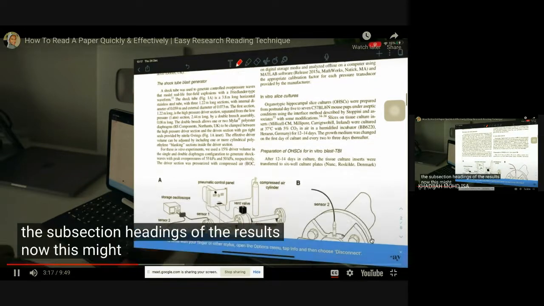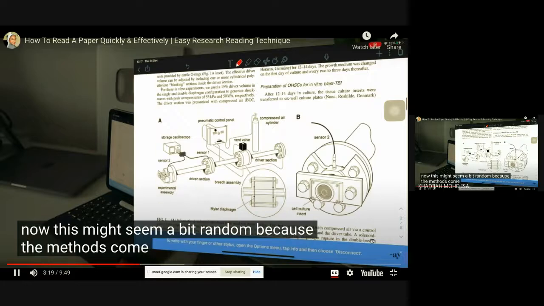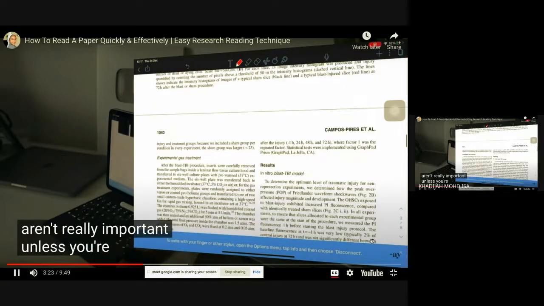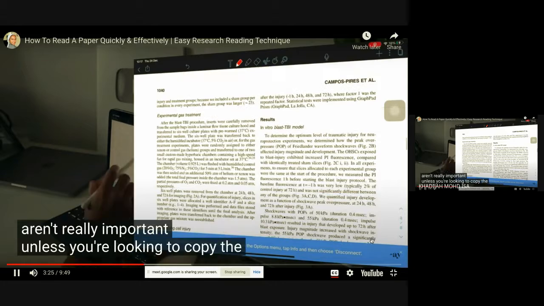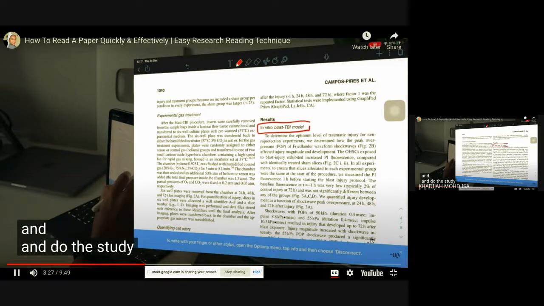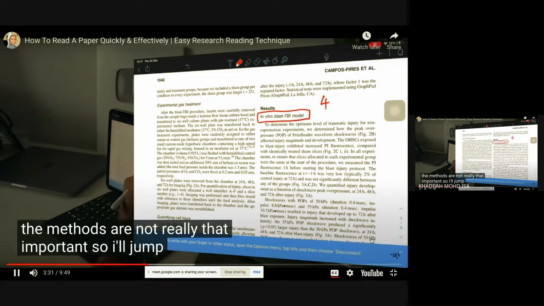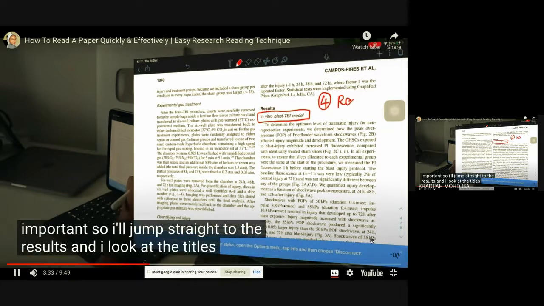Now, this might seem a bit random because the methods come next, but the methods aren't really important unless you're looking to copy the paper and do the study in a slightly different way. The methods are not really that important. So I'll jump straight to the results, and I'll look at the titles of the subsections.